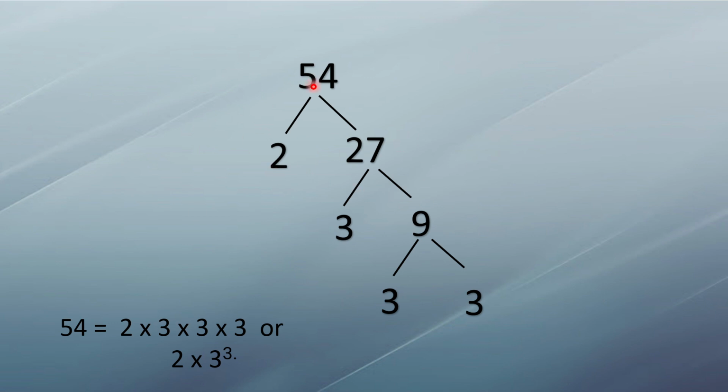When you split 54, we have 2 and 27. Okay, this is another way of using the factor tree. And the 27, we're going to split it, and we have 3 and 9. And of course, the 9, we're going to split it, and we have 3 and 3. So the prime factors of 54 are 2, 3, 3, and 3. And we can write it in this multiplication sentence.